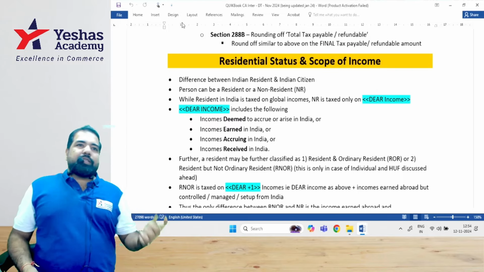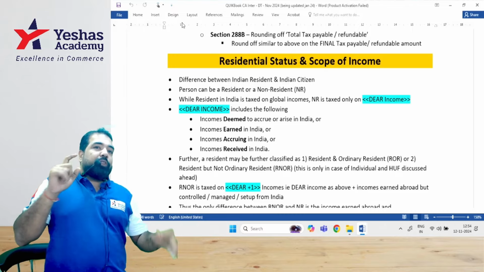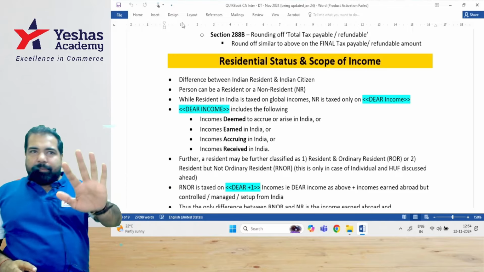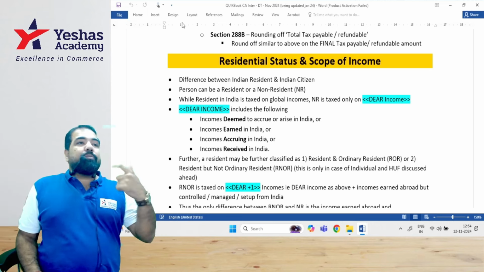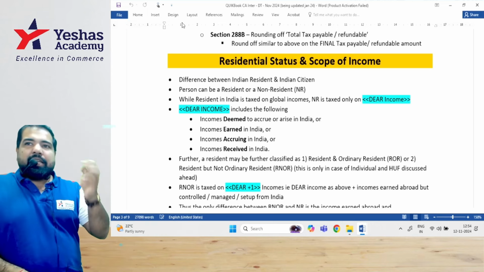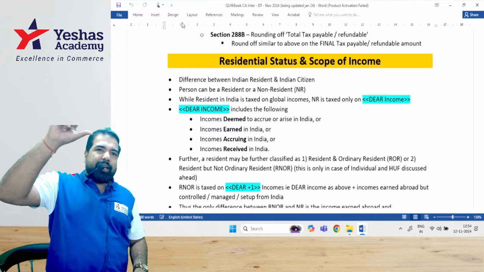Why is India so interested? Because it has been used in India for business and profession. But if they use it for income generating activity, example, business is McDonald's, profession is CA firm. Income generating activity means buying shares. If they use it for income generating activity, then the government says we will not tax that interest.